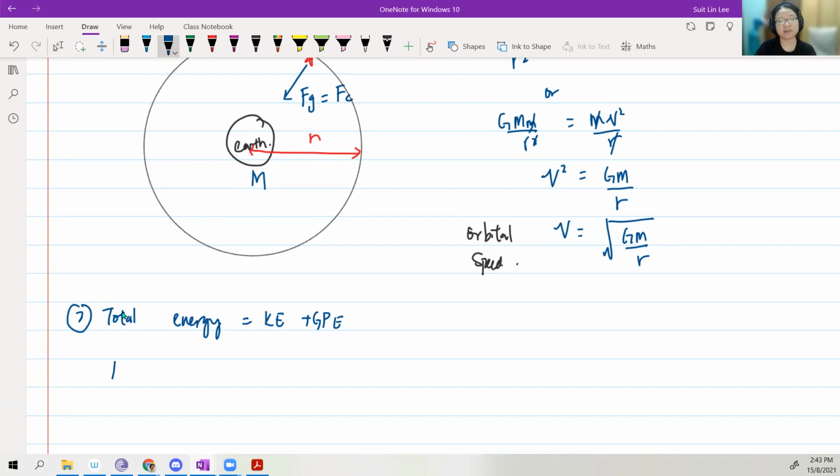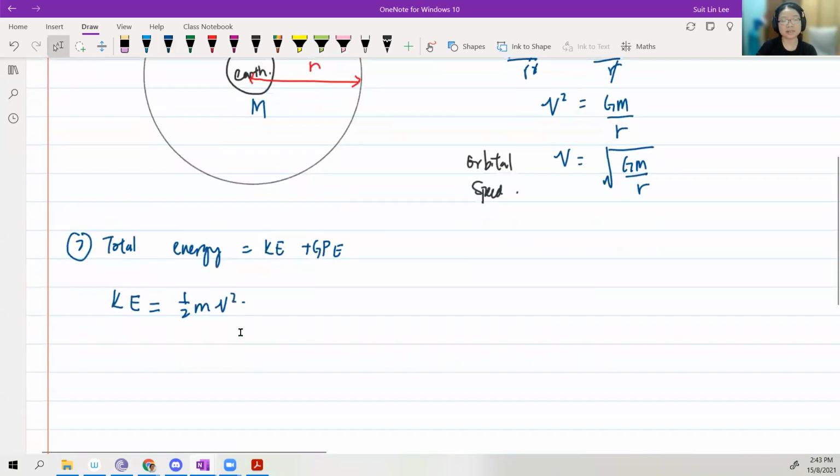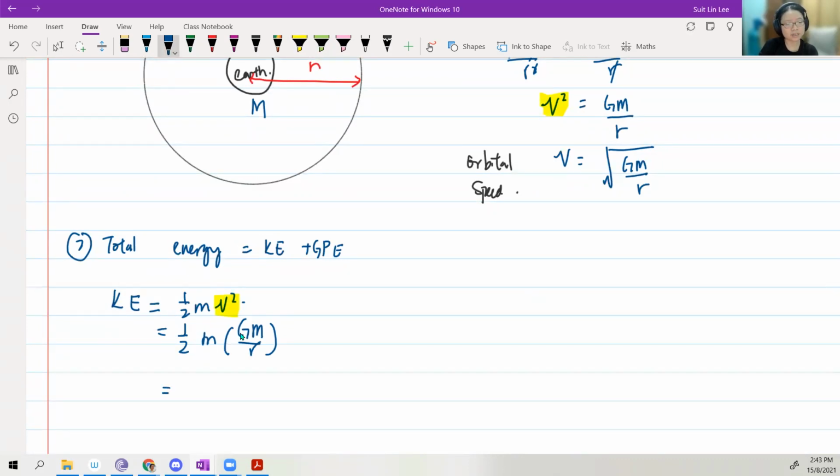So maybe I find an expression for KE first, because I have v squared. So half mv squared. And this kinetic energy can be written as half m, v squared is GM over r. Okay. v squared is here. I can substitute here. So when I rearrange all, I get GMm over 2r.